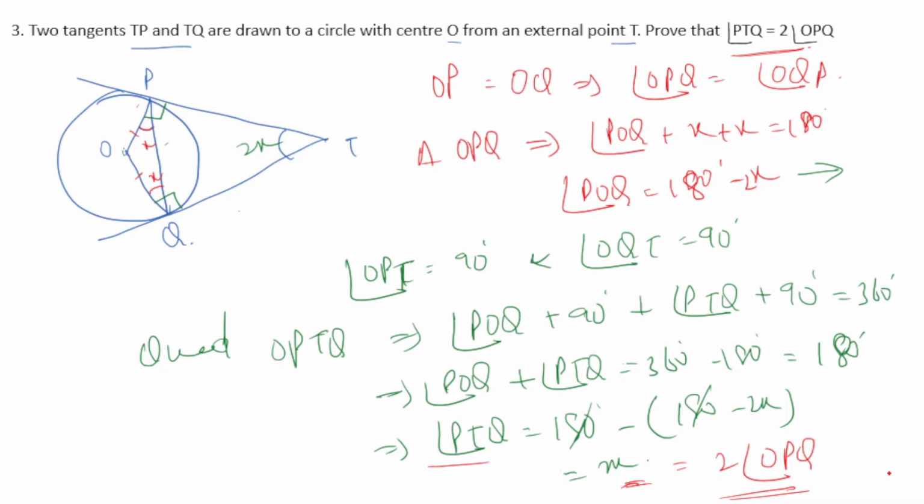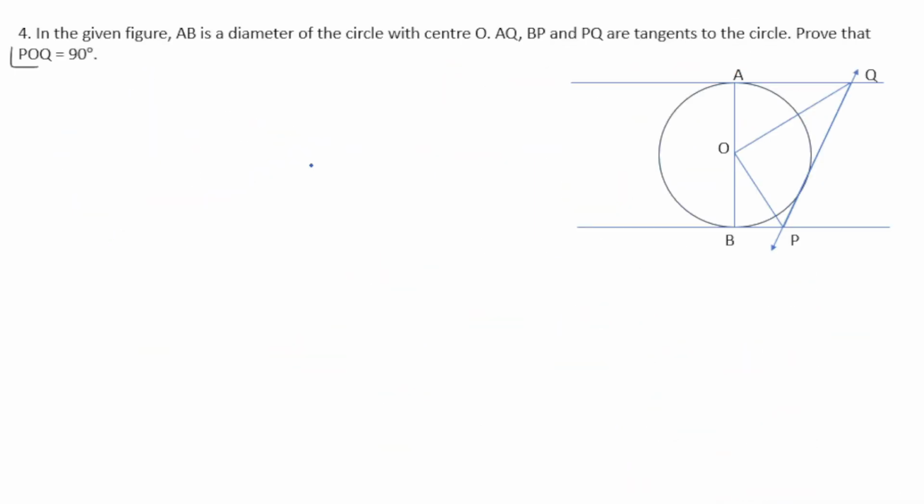Next question. In the given figure, AB is a diameter of a circle with center O. AQ, BP and PQ are tangents to the circle. Prove that angle POQ is equal to 90 degrees. We have to prove this angle POQ is equal to 90 degrees. See here, OA is radius and QA is tangent. So radius is perpendicular to tangent. It is 90 degrees. And OB is radius, BP is tangent. So these both are also perpendicular.